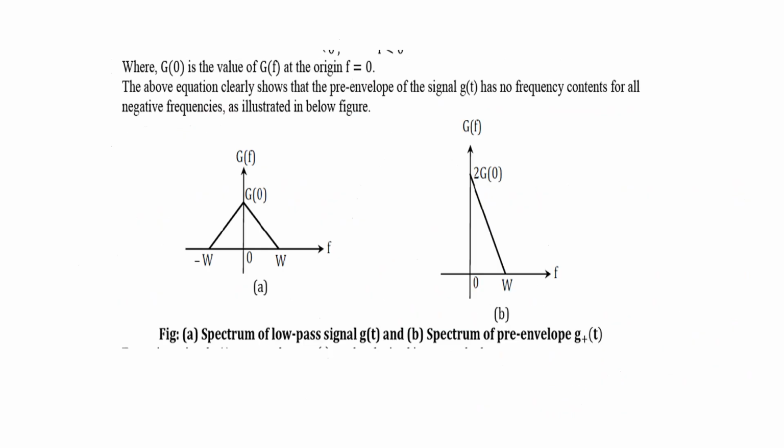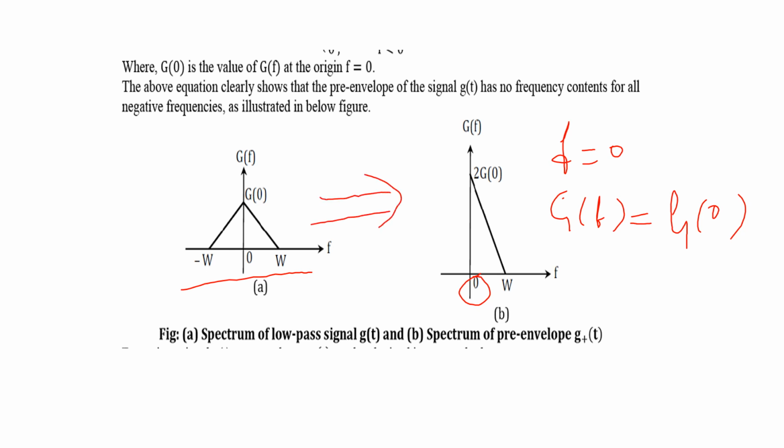Now, what is the magnitude spectrum of it? It is not 0. Here you can observe that when f is equal to 0, G of f becomes G of 0. So this is the low pass representation spectrum. This can be taken as the pre-envelope of g of t, that is 2 into G of f for f greater than 0. We have considered only the positive envelope, after passing through, only considering the pre-envelope.